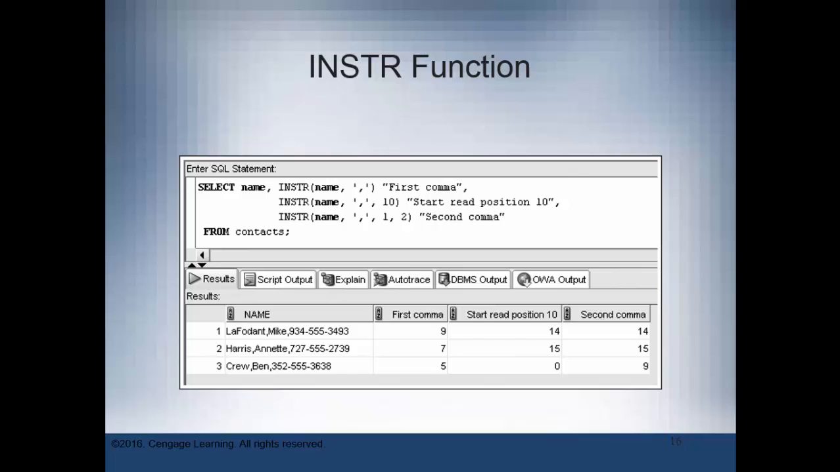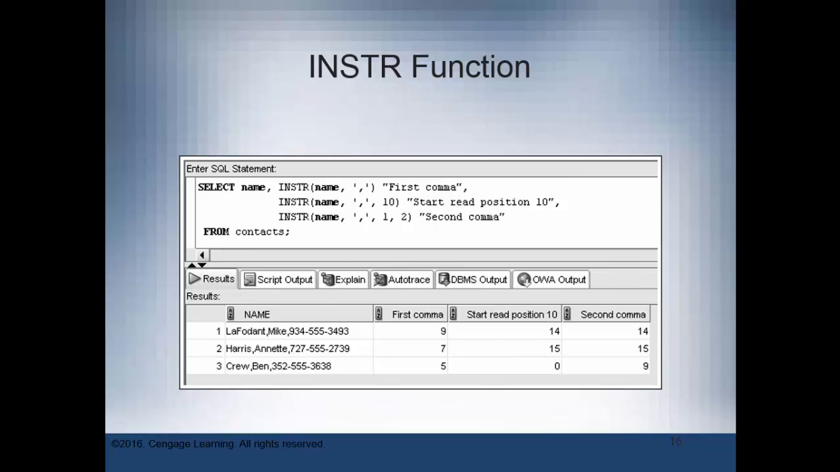The result in the second column of the first instring function shows where the first comma appears in the name field. The third column, or the second occurrence of the instring function, notice it uses 3 arguments. The third argument is the starting position of your search. So the instring function's first argument is the name field. The second argument is the character it's seeking, the comma. The third argument is looking for the comma, but beginning with the 10th character.